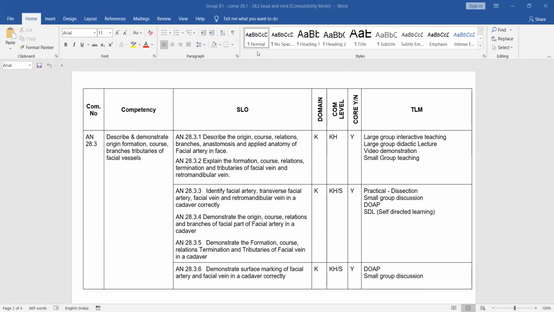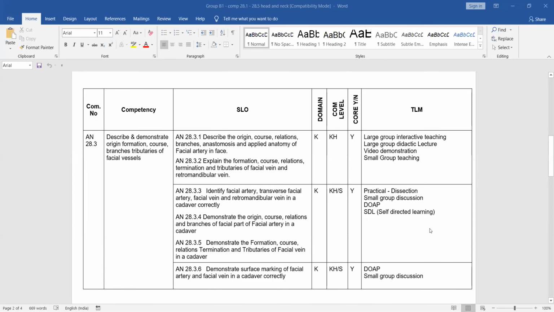Shall we move on to the next SLO? Hello, next competency. Yeah, Dr. Selva. Ma'am, the screen has disappeared, ma'am. Yes, ma'am. Can you please share it again, Dr. Manima? Yes, ma'am. Sure. Ma'am, are you able to see? Yes, ma'am.